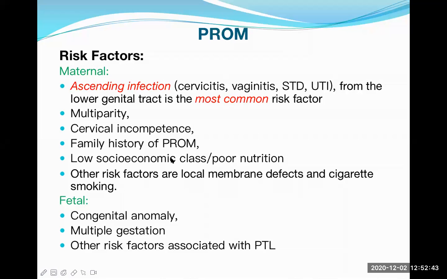These are the maternal ones. Among the fetal ones, congenital anomaly of the fetus and multiple gestation, meaning twins, triplets or quadruplets. And other risk factors which are associated with preterm labor, which we discussed in our last class, can all be listed here. But among them, the most important one is ascending infection from the lower genital tract going upward. This is the number one risk factor of premature rupture of membrane.